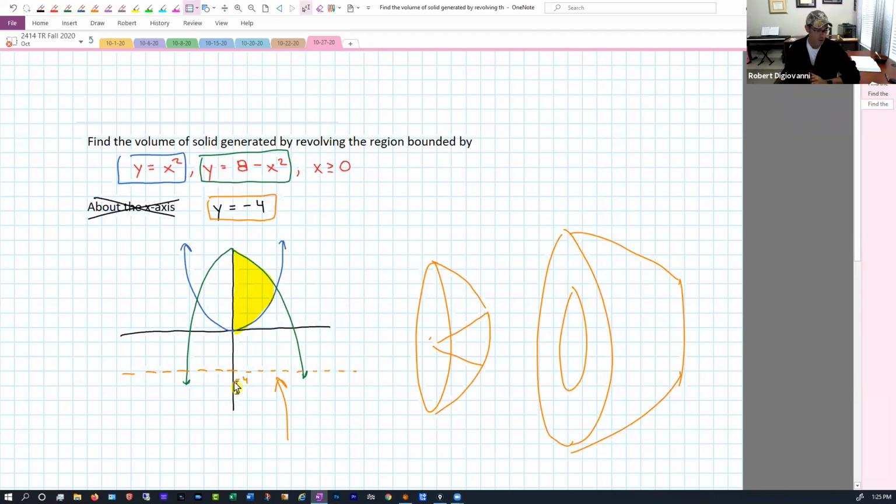Like if I do this yellow around this orange line, I'm going to have a hole in the center of it. As opposed to if I just wrap around the x-axis, it's going to have no hole in the center. It'll have a little bit of hole in the back, but it won't go all the way through. Do you all see that those are completely different objects? And so they should have completely different volumes. So yes, we have to account for that somehow.